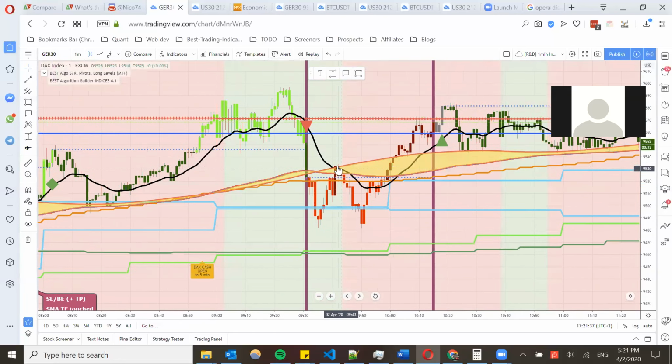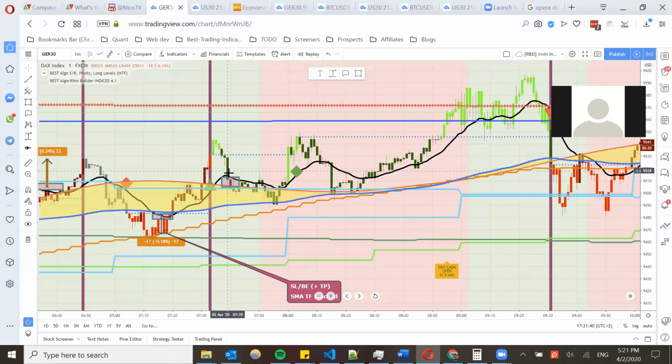Pullback. No, but in that particular trade, you see that there is a pullback on the blue line. Pullback on the blue line, yes. The lower cloud, yes. So this one, you cannot take that.